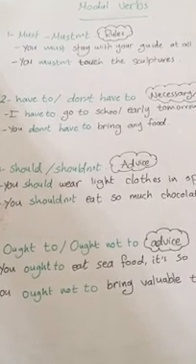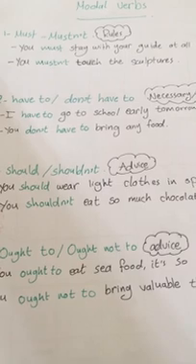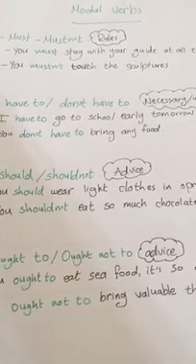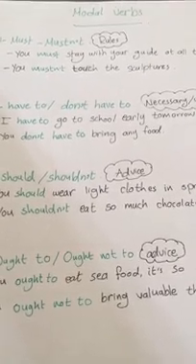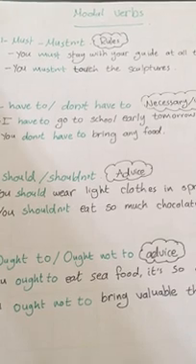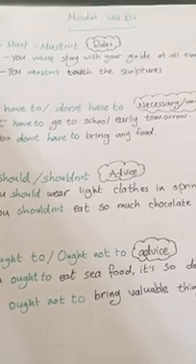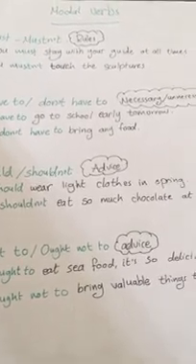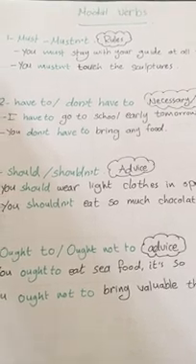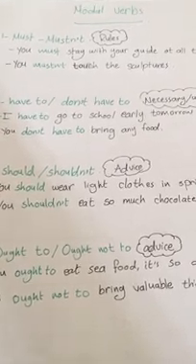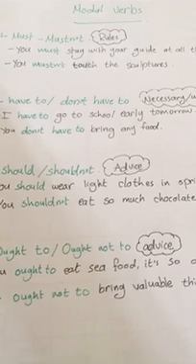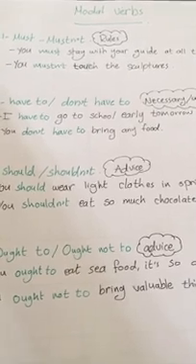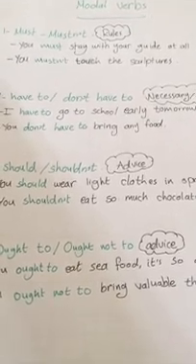Let's start with must and mustn't. We use must and mustn't to give rules. Now, if you say, you must stay with your guide at all times, you mean that you have to. It means it's important or it's necessary to stay with your guide. You have no choice. Okay?